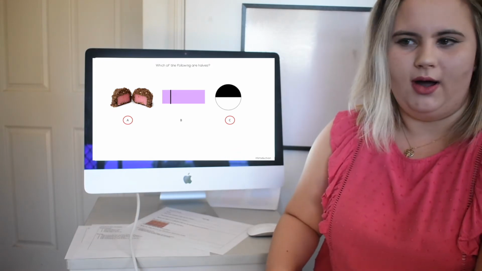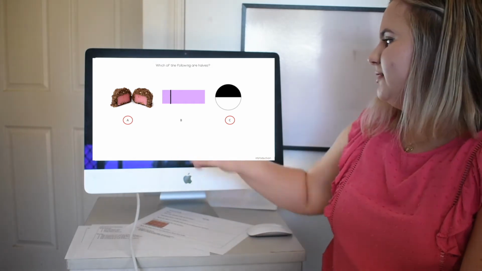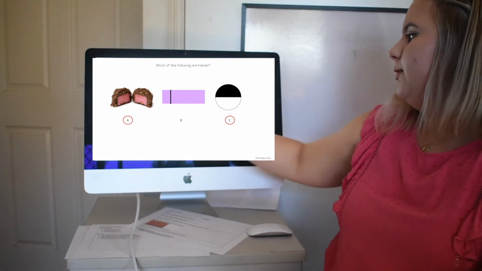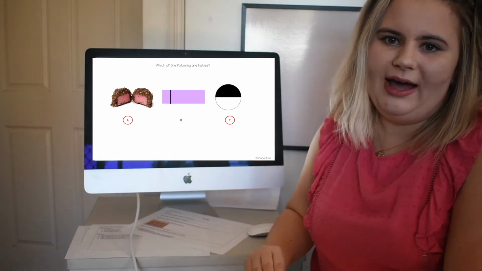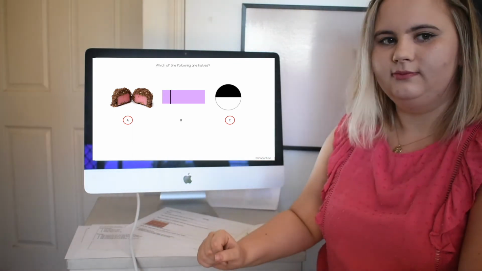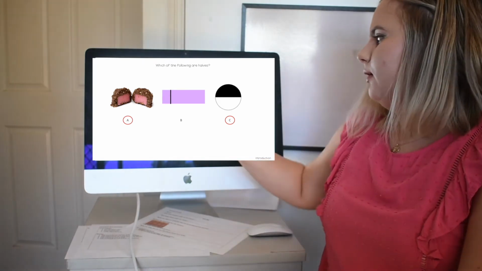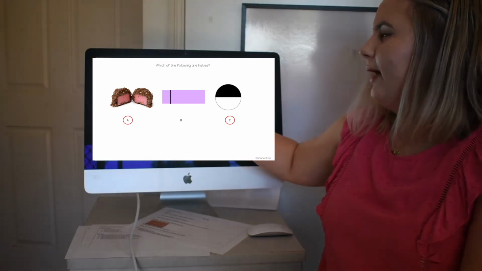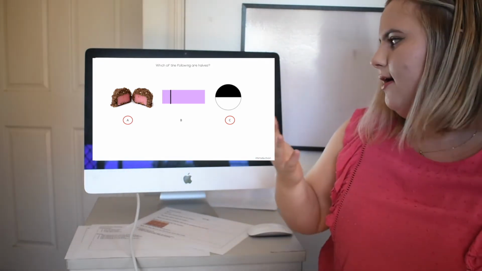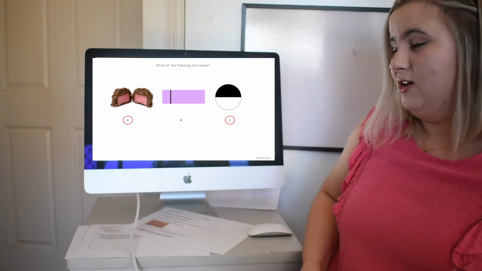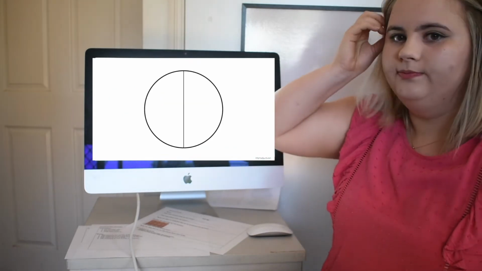Can anyone tell me why A and C are both halves? That's right, because they are both split into two equal parts. But if B is split into two parts, why is that not a half? That's right, one part of B is larger than the other part. So that means they're not equal halves.